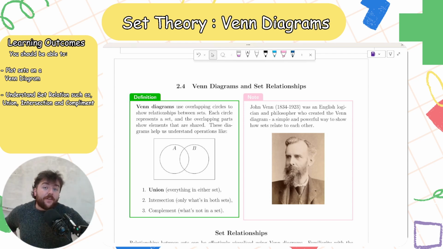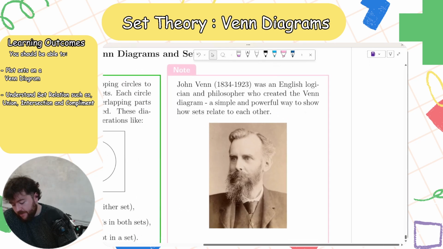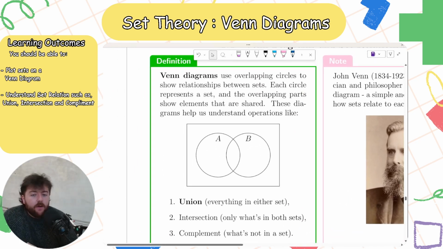Hello everybody. In this video we're looking over Venn diagrams, the history of Venn diagrams and set relationships with Venn diagrams. Venn diagrams use overlapping circles to show the relationship between two sets. Each circle represents a set and the overlapping parts show elements that are shared.